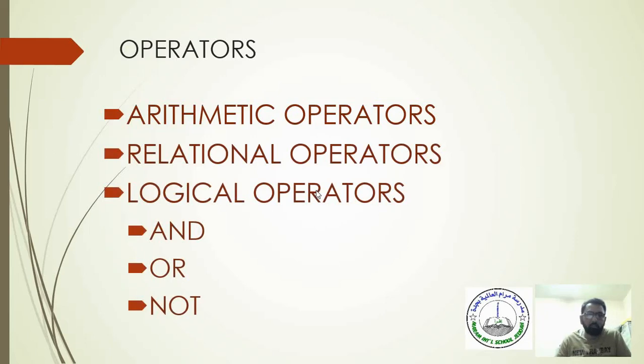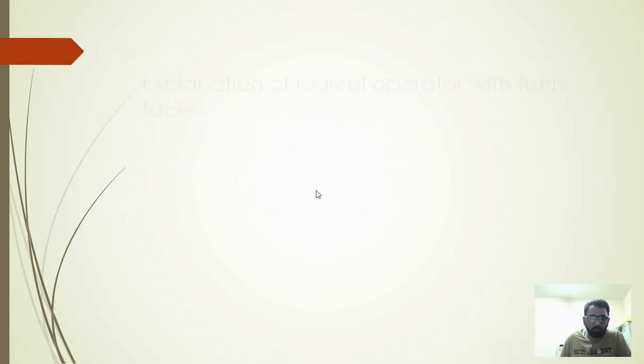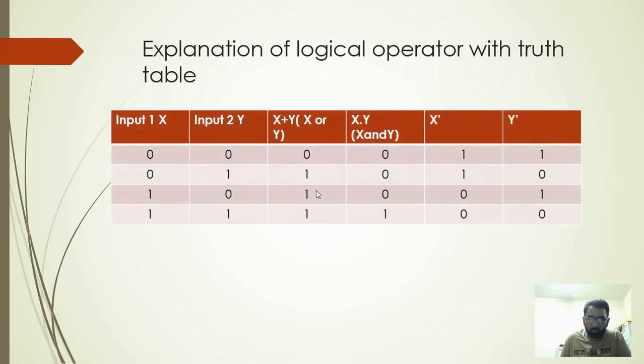Now let's move on to how many kinds of operators we have. We have three kinds of operators. Arithmetic operators, as I told you, are used for mathematical calculations. Relational operators are used to make comparisons, and the logical operators are of three types: and, or, not. These are the kinds of operators basically used to compare statements or to create logic. I will explain the logical operators with a truth table so that you will understand it easily.